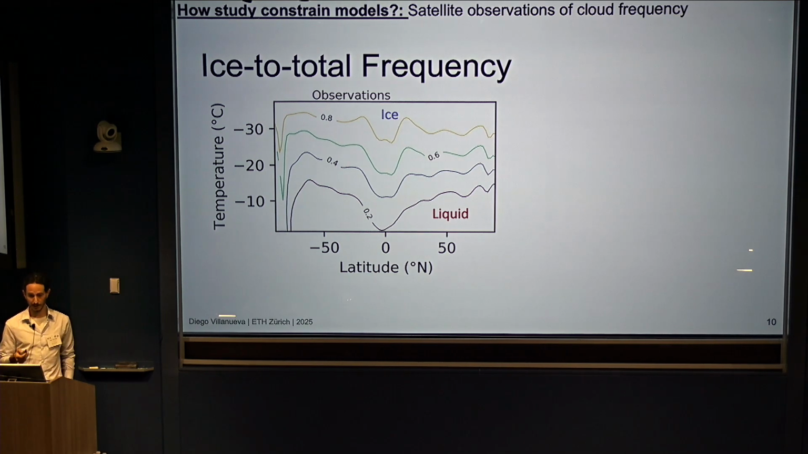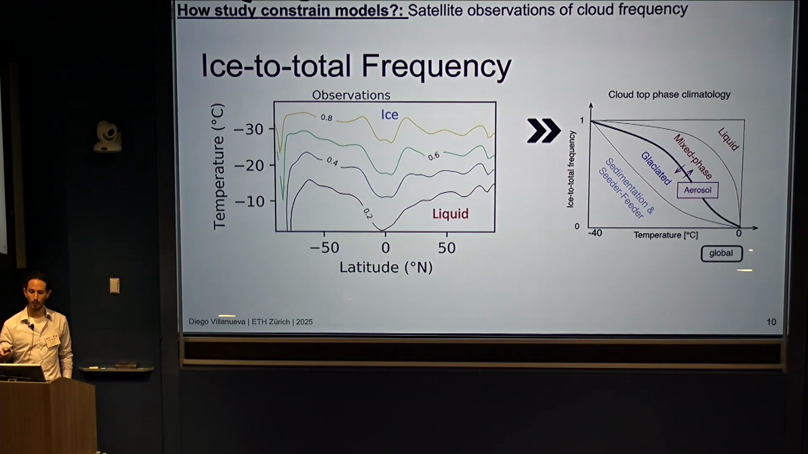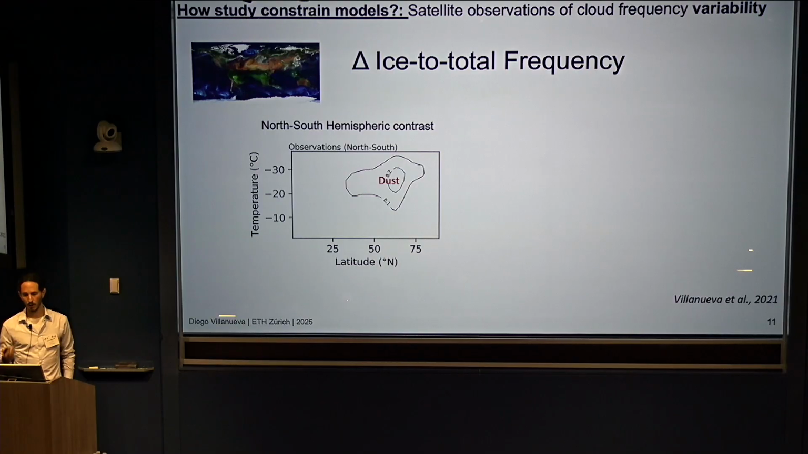So if we now look at the difference of this ice to total frequency, then we can look at what the aerosol is doing to this distribution. Again, we have a lot more dust INPs in the Northern Hemisphere, so we expect to have higher frequencies of ice clouds in the Northern Hemisphere. This is exactly what we do see when we compare the northern latitudes with the Southern Hemisphere. So we see something like 10% more ice clouds in the Northern Hemisphere, just at the temperatures and at the latitudes where you expect to have more dust INPs.